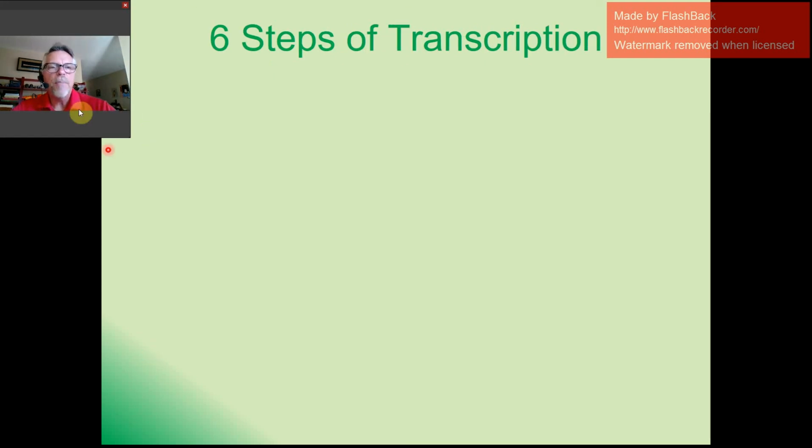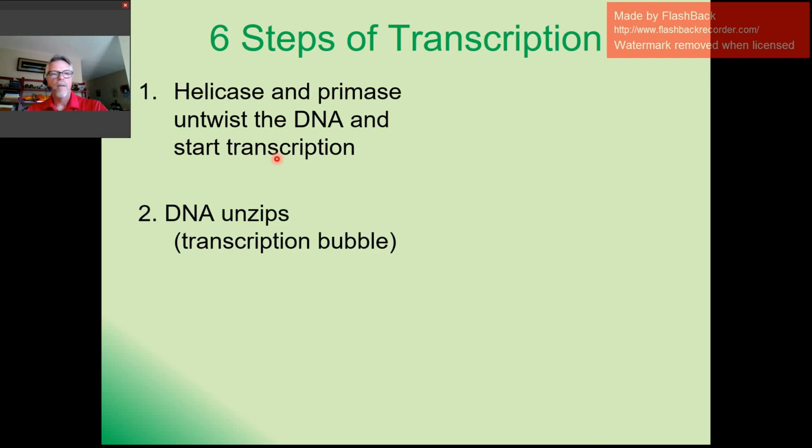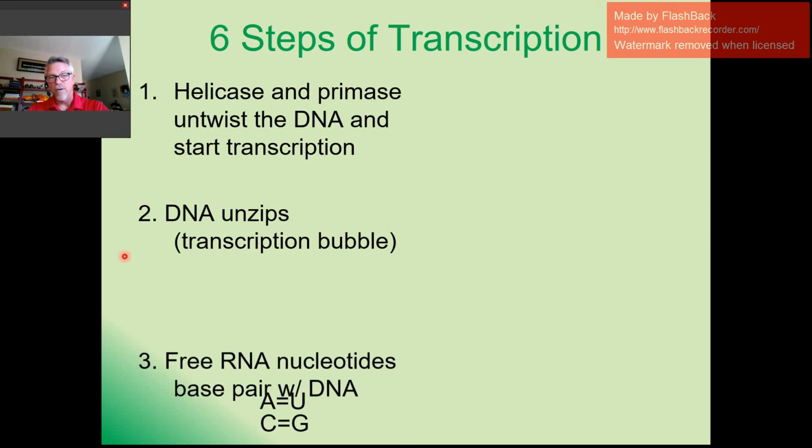Okay, we had 5 steps for DNA replication. We have 6 steps for RNA transcription. Let's talk about those. The first one, they're going to look very similar. All right, so pay attention. The first one, helicase and primase will untwist the DNA and start the process. That should sound familiar. The DNA unzips. That's step 2. Now before, we called this a replication fork. Now it's called a transcription bubble. It's kind of to help us keep track of what's actually going on.